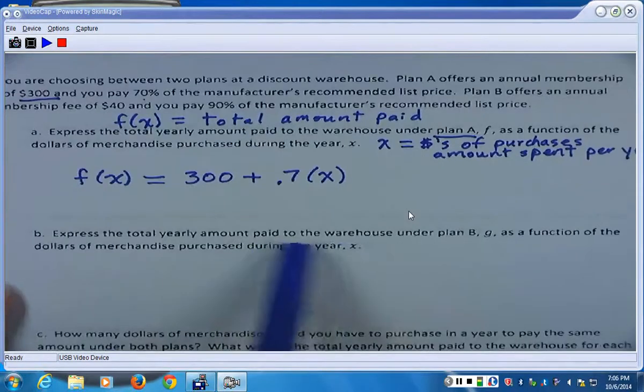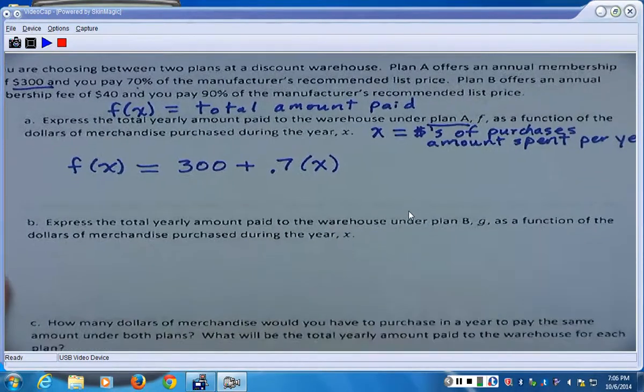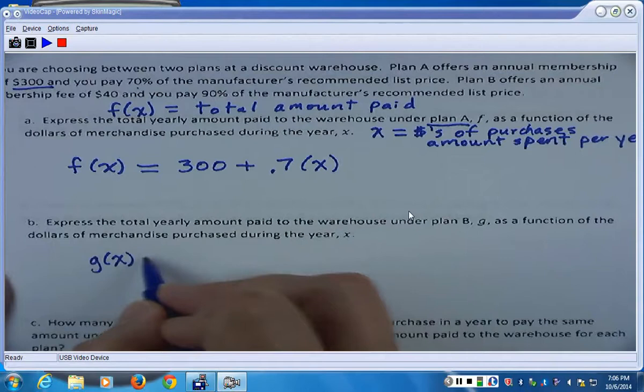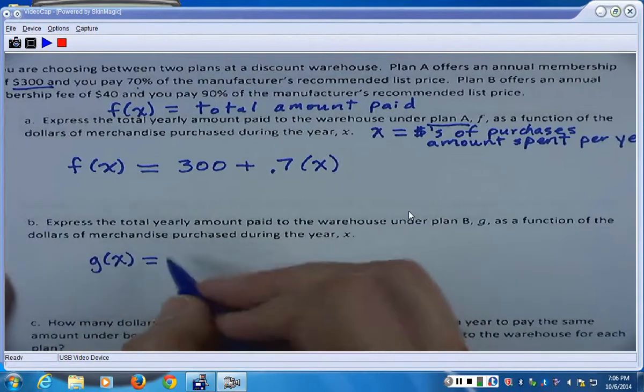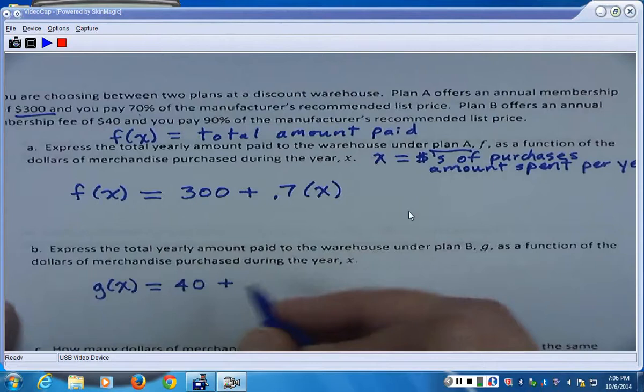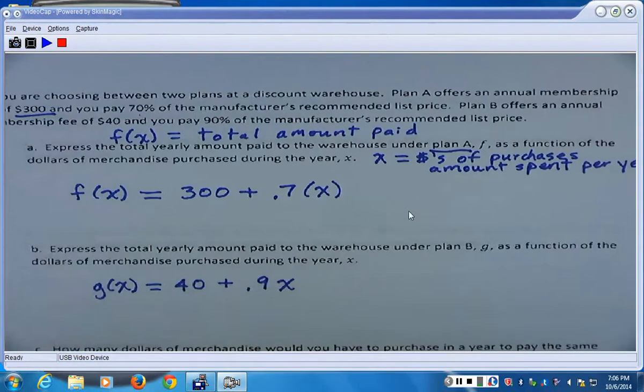Express the total yearly amount paid to the warehouse under Plan B, G, as a function of the dollars in merchandise. So G of X equals our annual membership fee, $40, plus, and then we're paying 90%, 0.9 times X. I could have put parentheses or just an X. Okay, so that's the function.